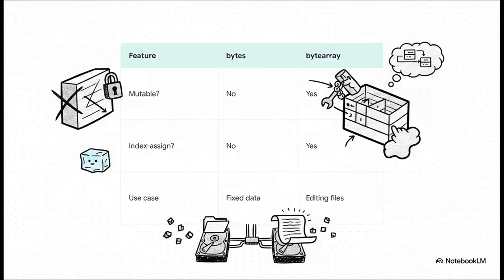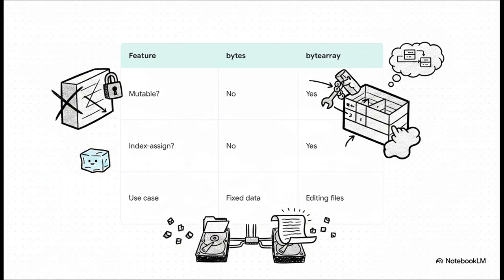Comparing standard bytes directly to a byte array really clarifies when to use which. Standard bytes are immutable. They're frozen. You can't index assign to them, which makes them perfect for fixed binary data or, say, dictionary keys. But a byte array is fully mutable. You can dive right in and say, hey, change the data at index 0 to the number 72.